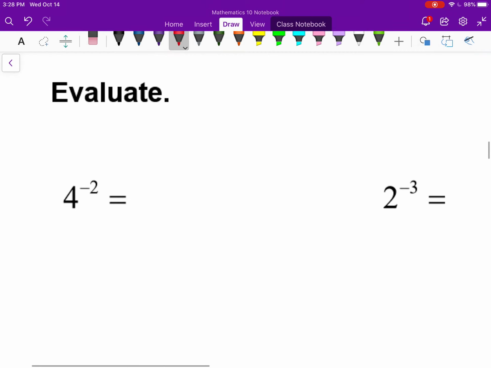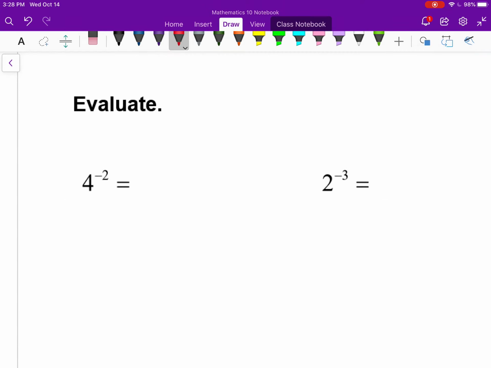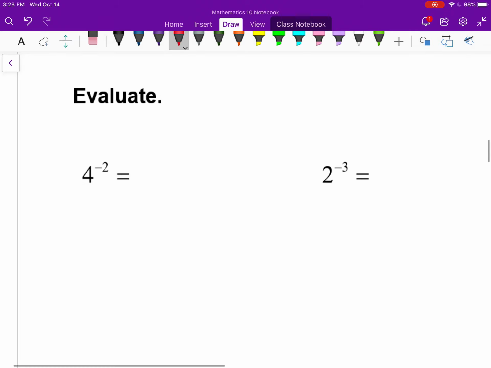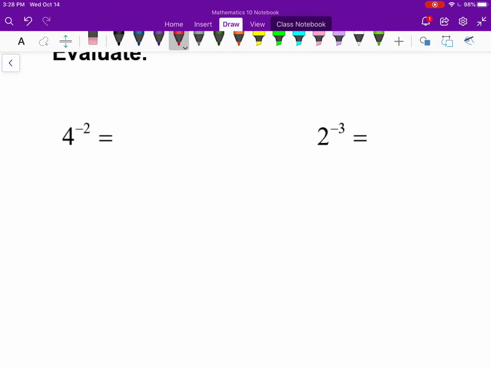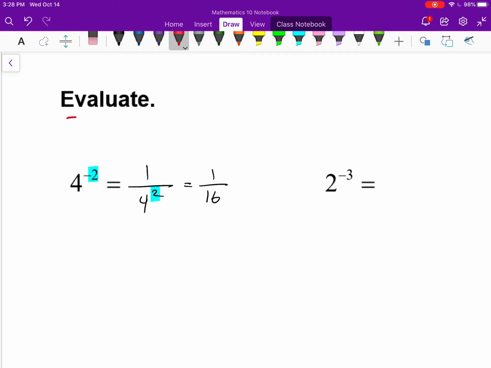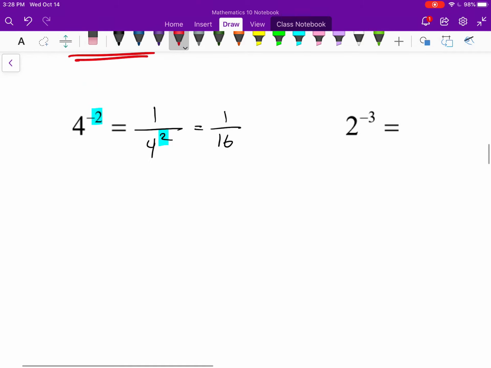So let's evaluate some of these. What does 4 to the negative 2 mean? I'll mention a common mistake, and a common mistake is negative 16. But 4 to the negative 2 means 1 divided by 4 two times, or 1 over 4 to the power of 2. Now, 4 to the power of 2 is 16, so I could rewrite this as 1 over 16. Evaluate means find the value, calculate. And so 4 to the negative 2 is 1 over 16.